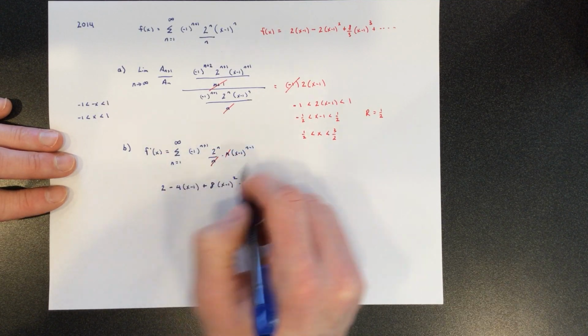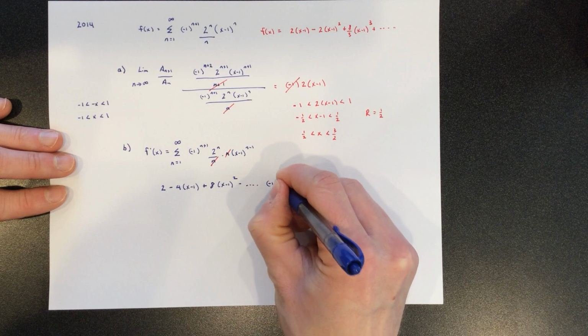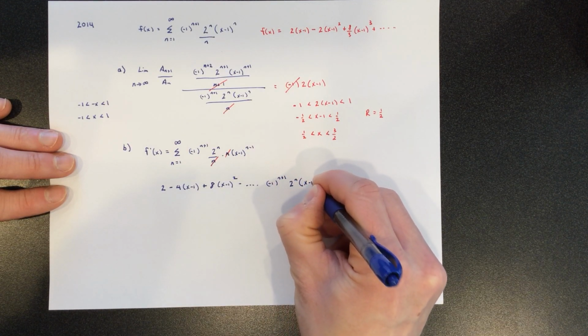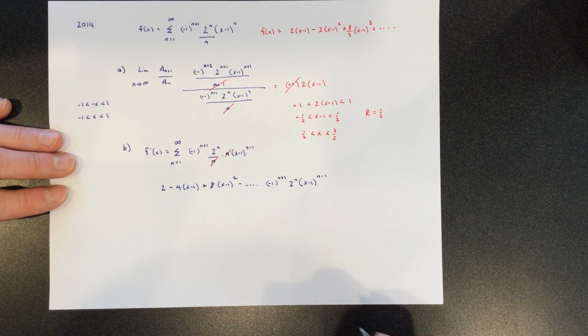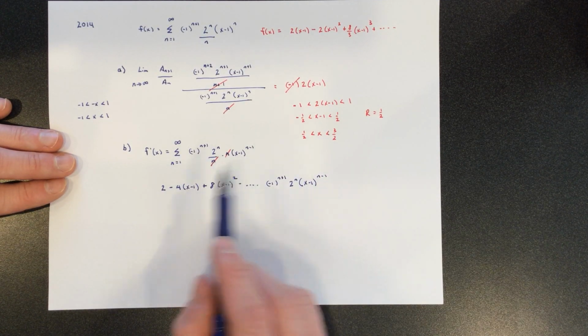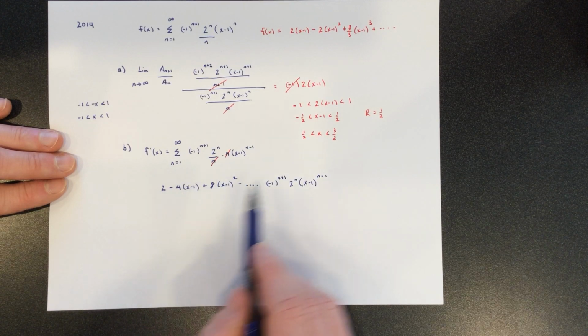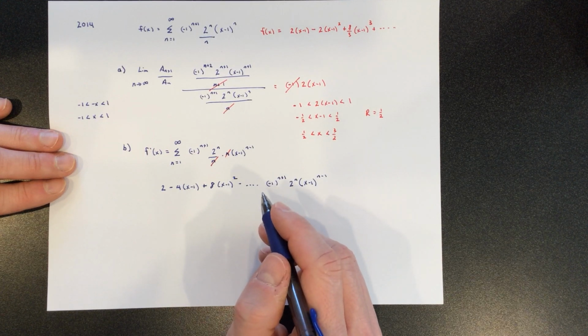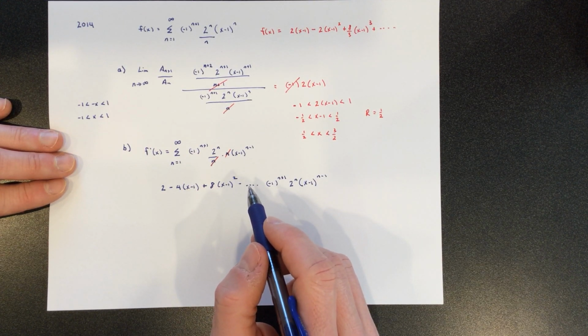And then this guy is the general term: negative 1 to the n plus 1, 2 to the n, (x minus 1) to the n minus 1. Okay with that? So part B said find the first 3 non-zero terms, 1, 2, 3, and the general term. Bingo. Okay, part C says the Taylor series for f prime is a geometric series.